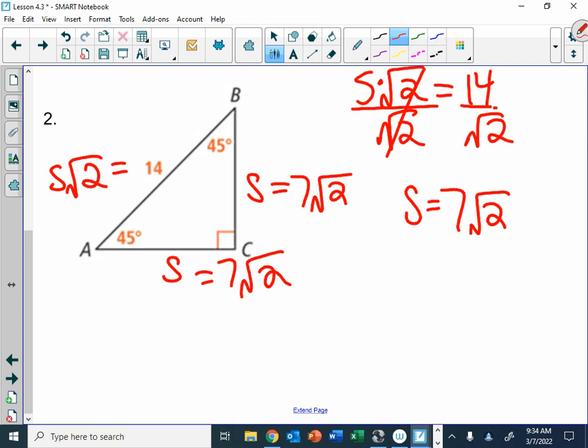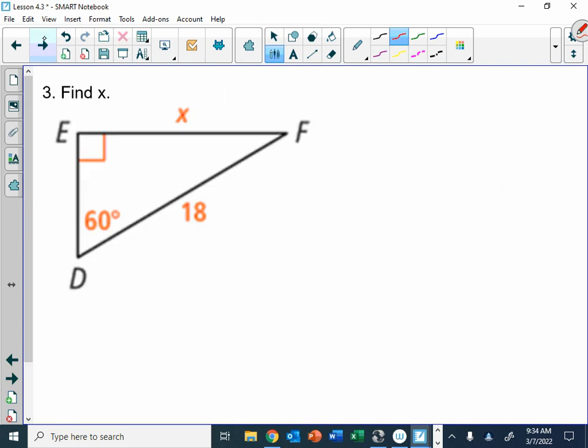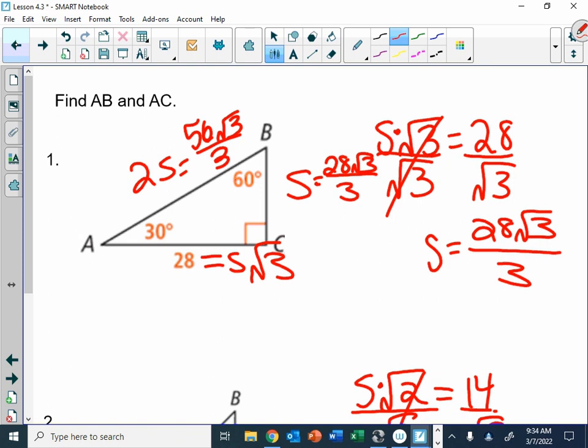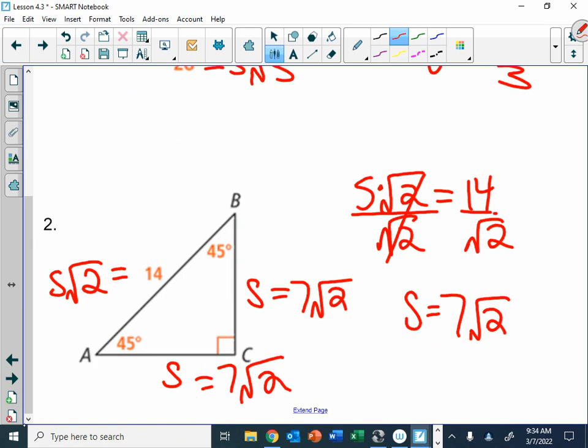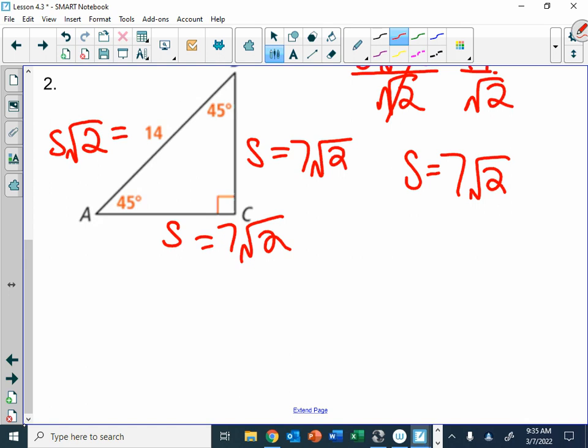All good? Alright, let's do number 3. Wait, so that's the answer, you just have to label it. Yep, there's no search for an answer, there's just the label. Essentially, yeah. You could circle this if you wanted to, but those are your answers.